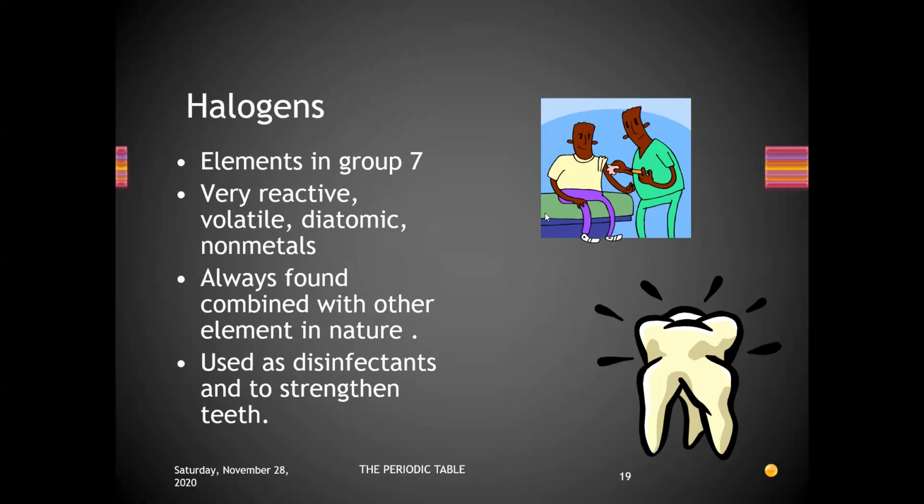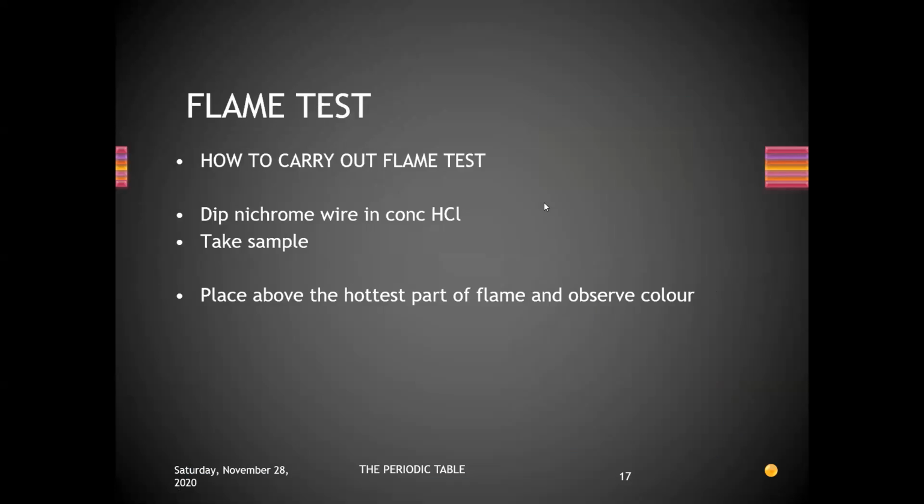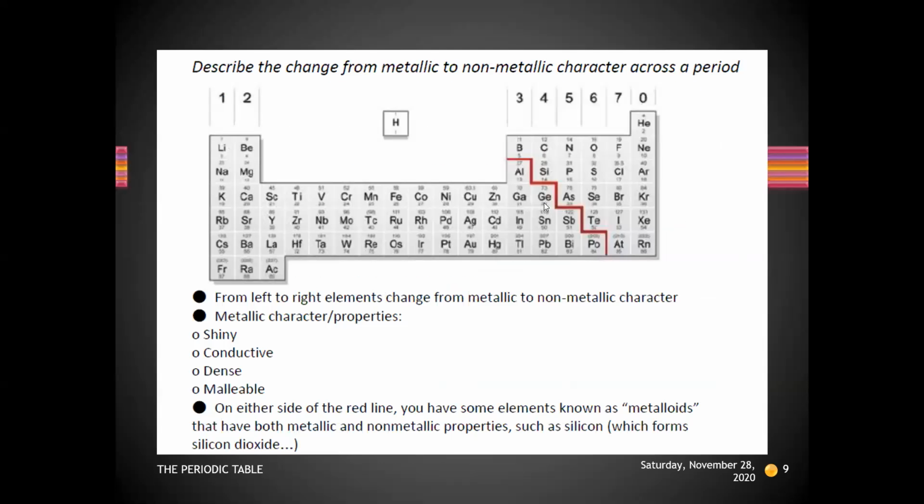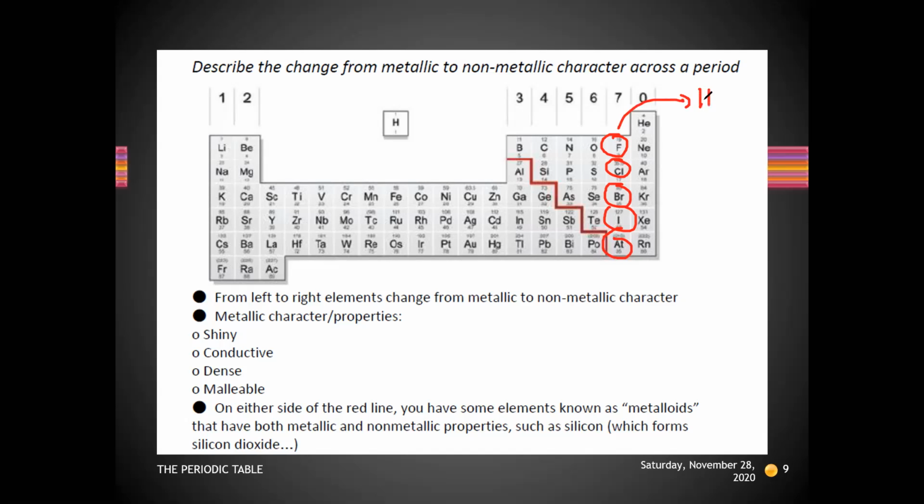Then group 7 are also known as halogens. The elements in group 7 are fluorine, chlorine, bromine, iodine, and astatine. This is known as group 7. Group 7 are also known as halogens, or the halogen family.